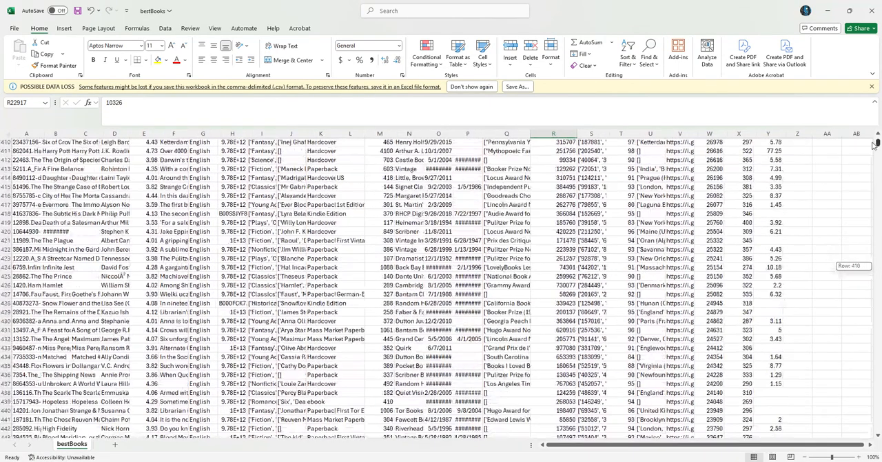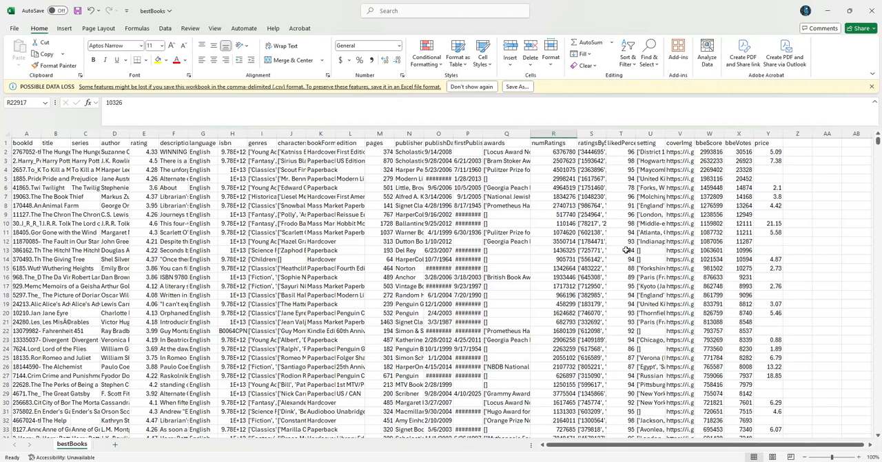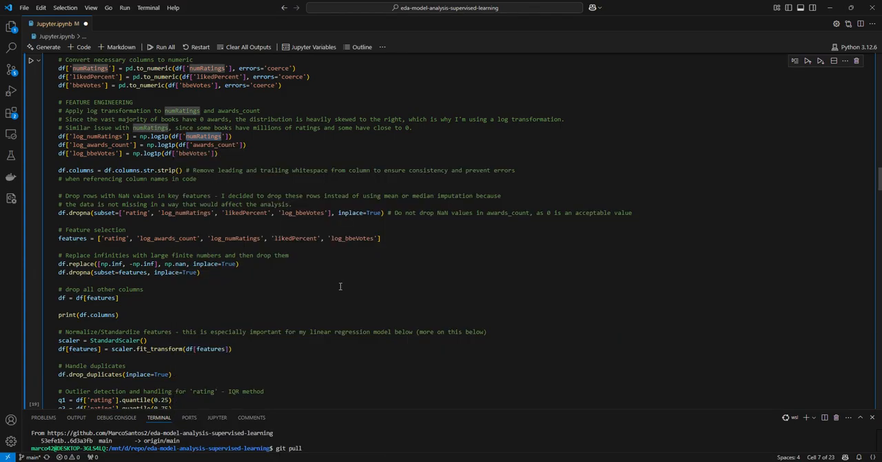So the problem with that is that when we are trying to visualize that in a graph, you're going to have a huge rectangle for the ones that have a lot of votes, and then you can barely see the ones that have very few ratings. So to solve that, all we have to do is do a log transformation, and that solves that problem partially.